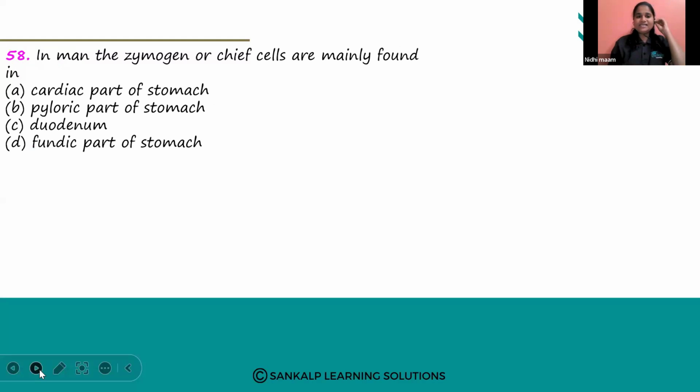In man, the zymogen or chief cells are mainly found in which part? Parietal cells, goblet cells, chief cells, or zymogen cells, as we call them. Where are they found? Cardiac part of the stomach, pyloric part of the stomach, duodenum, fundic part of the stomach. In which part can we observe chief cells in man?